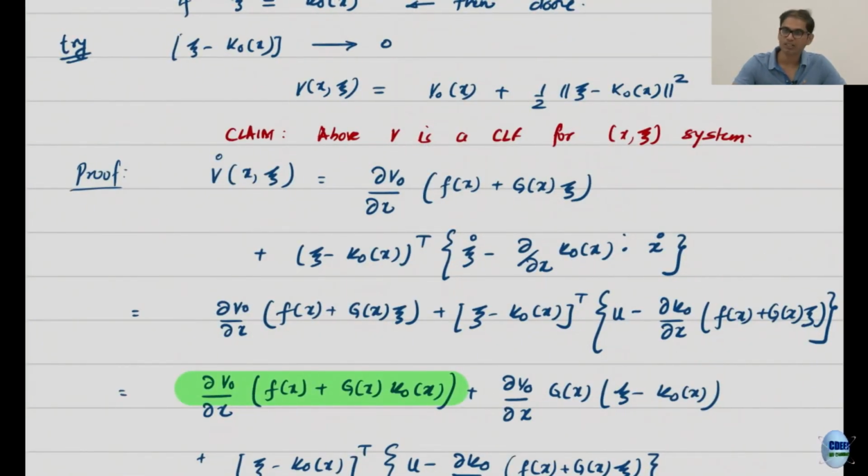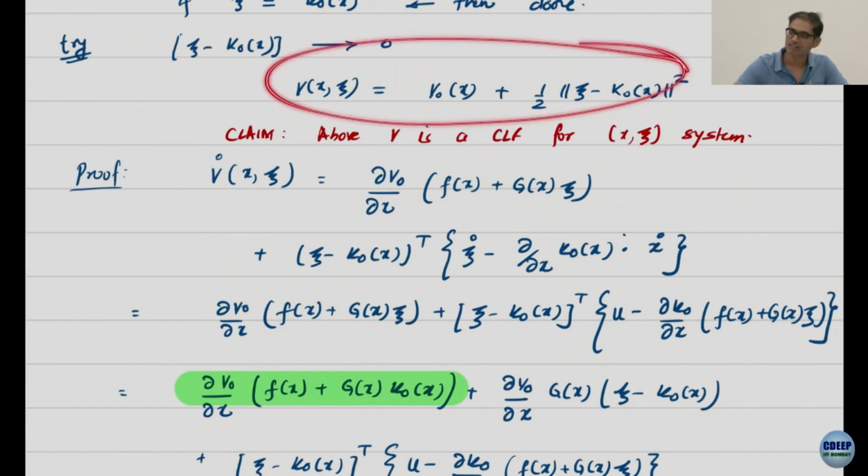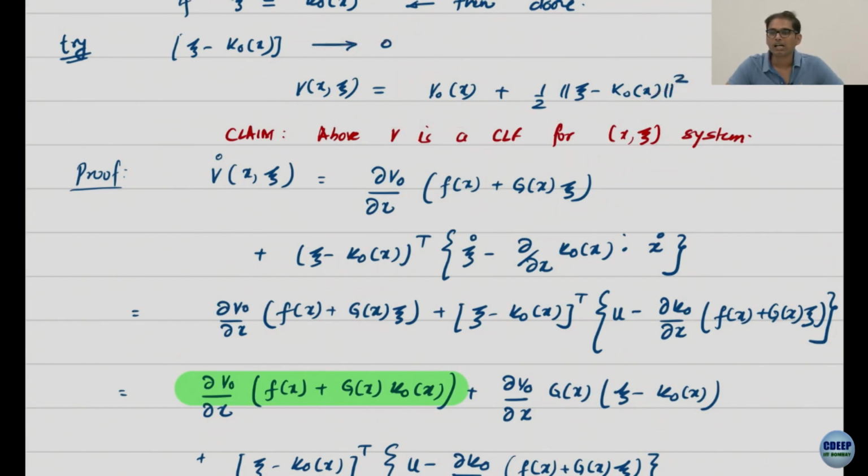V is positive definite. I hope you believe that. We never discussed this very carefully, so maybe I should go back there. Do you believe that V is positive definite? Why? V naught of x is positive definite. Great.